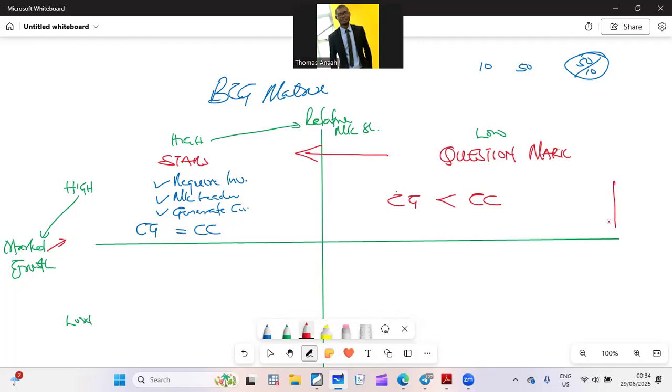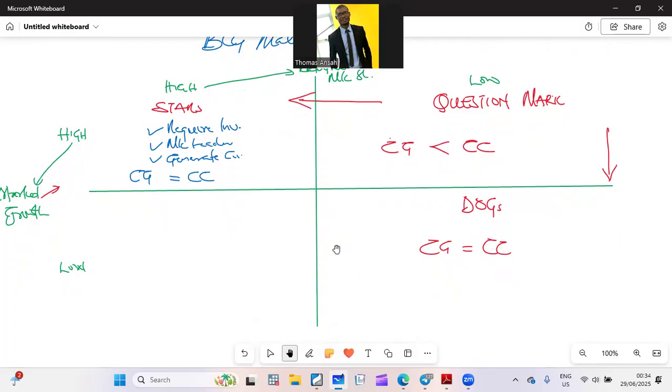But if it is not able to get to the star position, then it means it is going into dogs. What do we mean, dogs? It means that you have low market share in a low growth industry. And here too, the cash generated is equal to the cash consumed. You have low market share, and it's like a diagonal sort of thing, the opposite. Now you see that it is a dog.